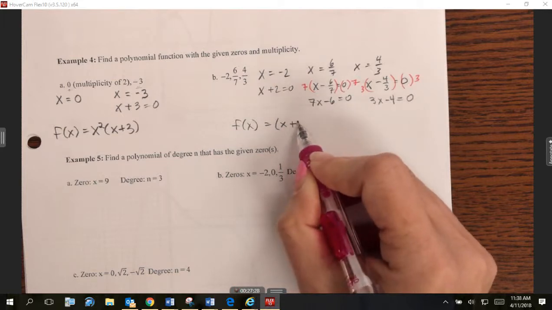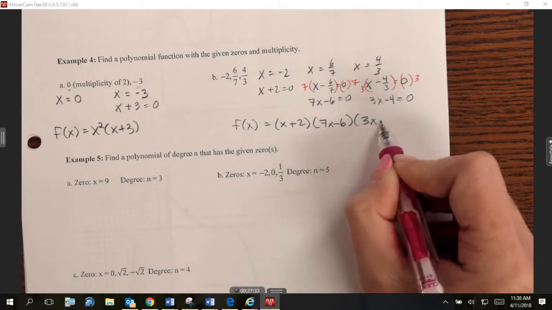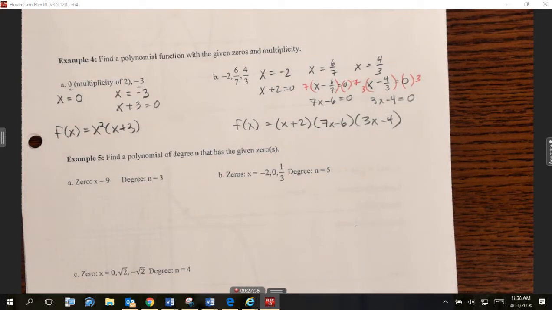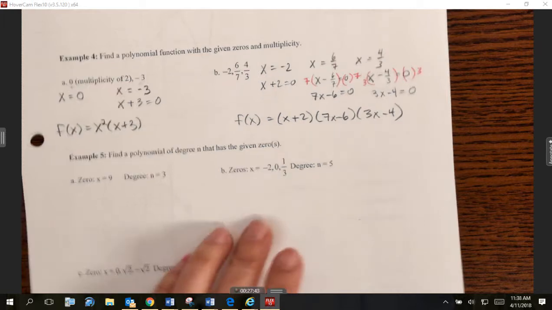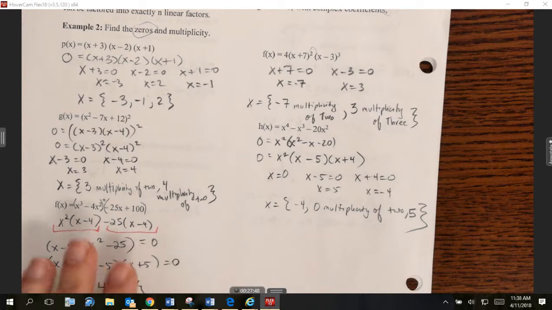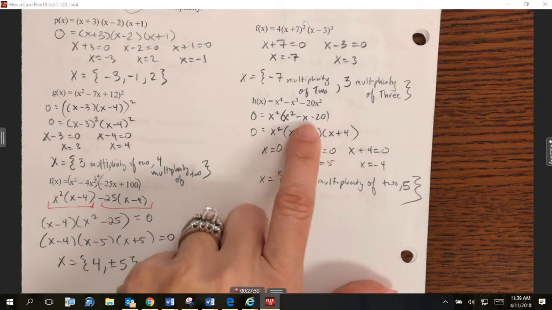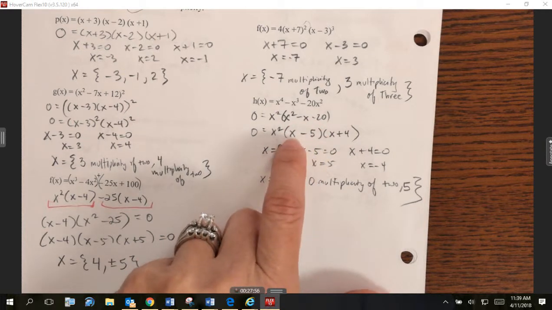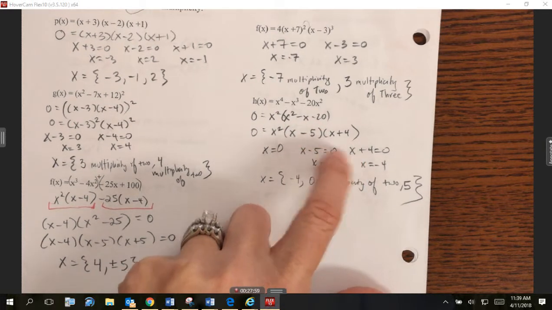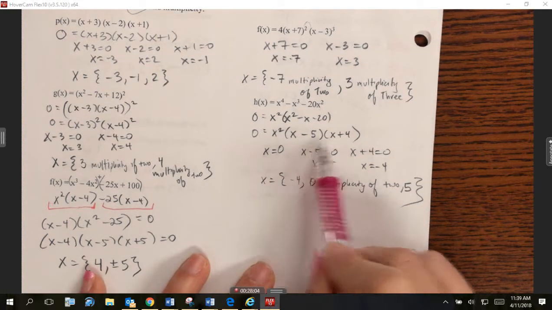So I have x plus 2 is one factor, 7x minus 6 is another factor, and 3x minus 4 as a third factor. So why did we multiply those by the 7 and the 3? Okay, so when we were factoring, let me just go back. We did this yesterday when you weren't here, but when you go to factor these, do you ever end up with x plus a half or x plus 6/7 when you're doing factoring? Not really. We always factor with integers.